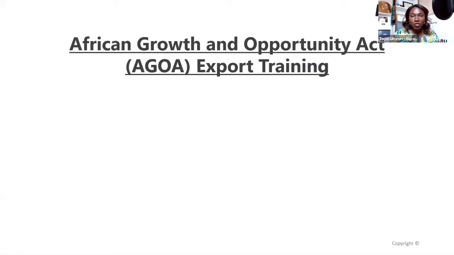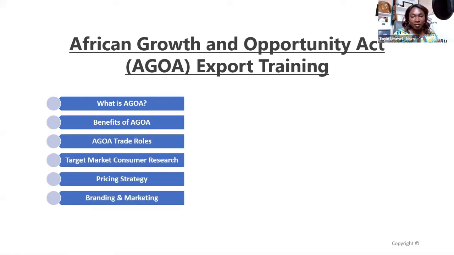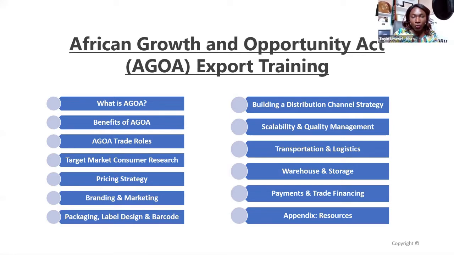Today, we're going to cover AGOA within the context of US-African trade. What does that look like? What opportunities does it unlock for you? What are the benefits? And then we talk about AGOA trade roles.